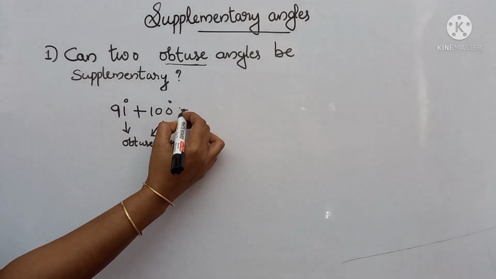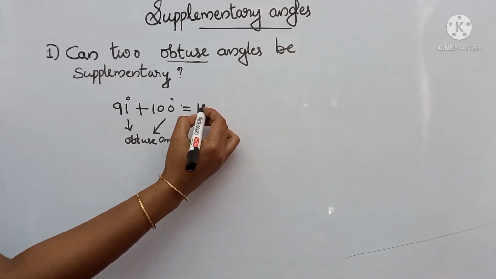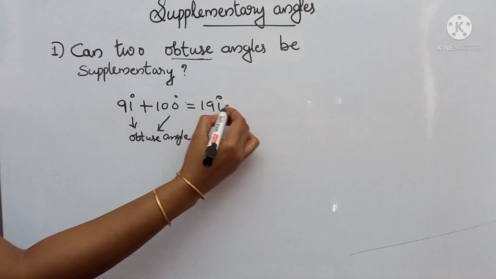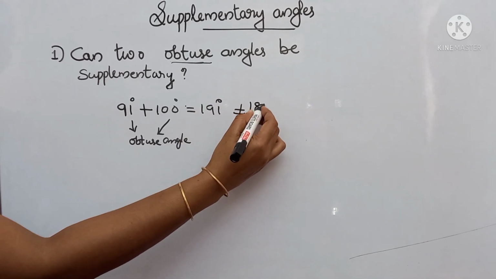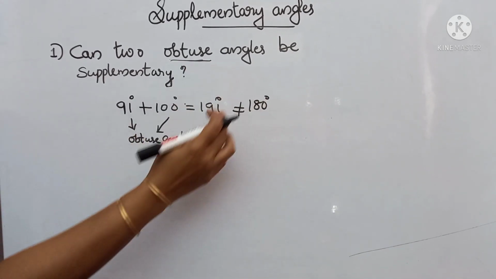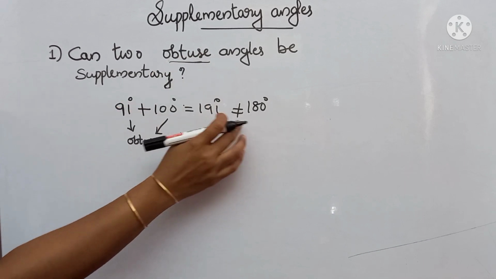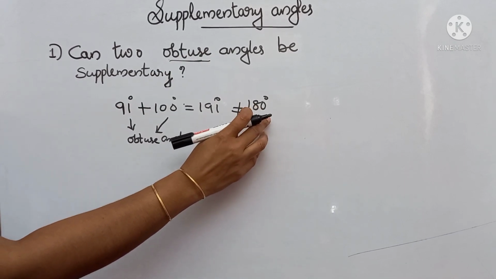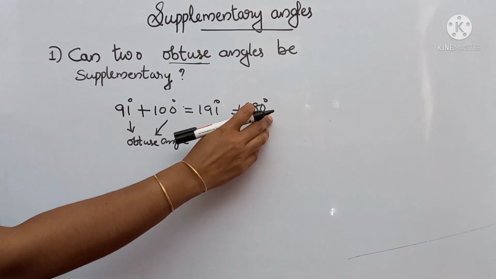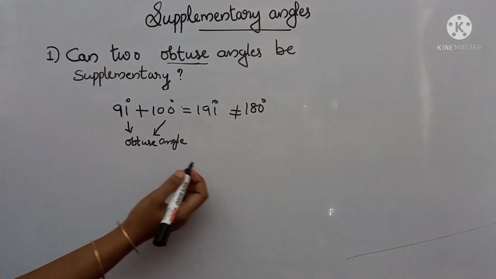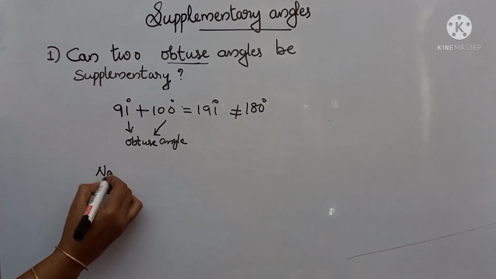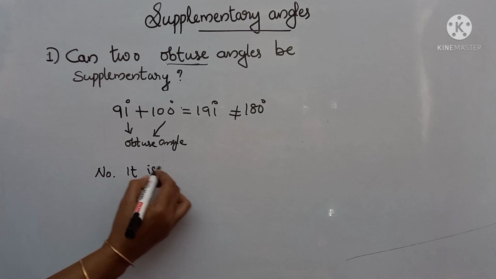Then see what sum we are getting: 191 degree. This is not equal to 180 degree. So it is not possible that the sum of two obtuse angles is equal to 180 degree. So our answer is no. It is not possible.